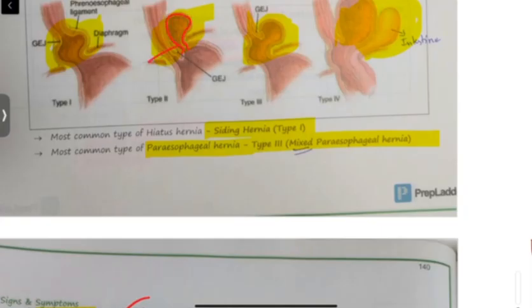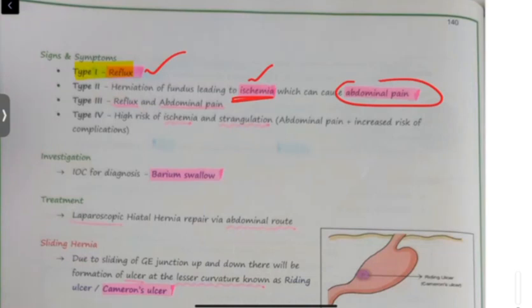Because of that there will be constriction at this region and this can go to ischemia and necrosis, because of which there will be abdominal pain. So type 3, since it is both sliding, so type 1 the symptom barutte and type 2 the symptom barutte. So it is both reflux and abdominal pain. Type 4, it will be highest risk of ischemia and strangulation because including stomach, intestine has come. So abdominal pain and increased risk of other complications will be there.